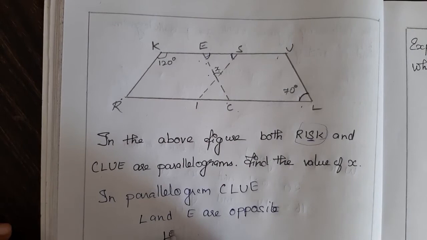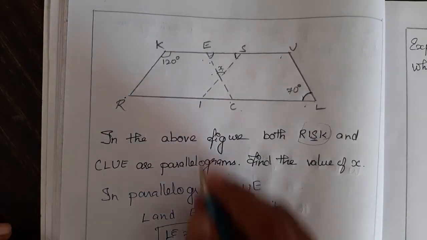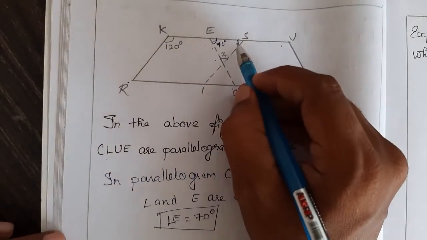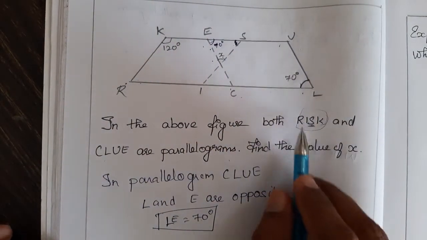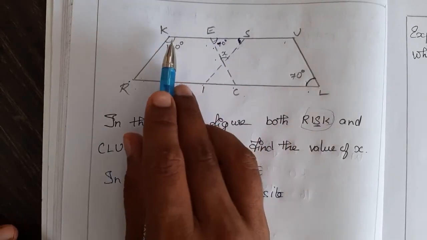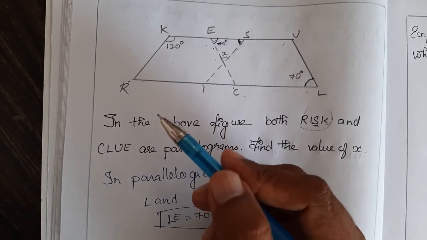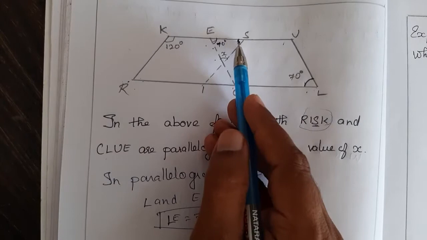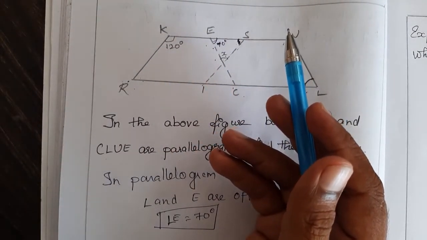So the angle of E is equal to 70 degrees. We found this angle is 70 degrees. Then we have to find the angle of S. The opposite angle is not given. S is in parallelogram RISK. Opposite is not given, but adjacent is given. If the adjacent is given, we can use the property that adjacent angles are supplementary. So 120 degrees plus the angle should add up to 180 degrees. It should be 60 degrees.